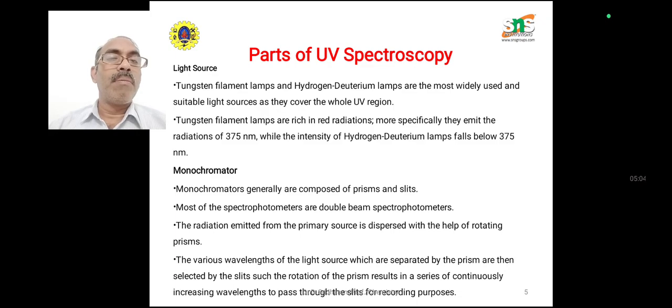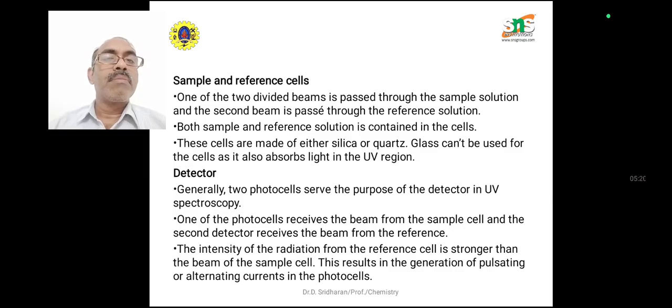So here the modern equipment automatically moves to the different intensity and selects it based on our samples. Sample and reference cells: one of the two divided beams is passed through the sample solution and the second beam is passed through the reference solution. So the double beam technique gives very accurate results and we can get better resolution.